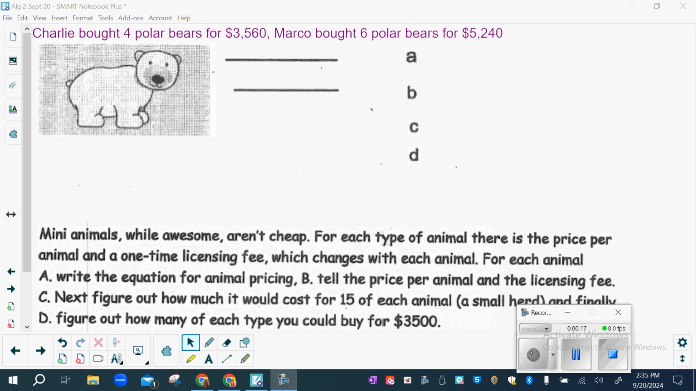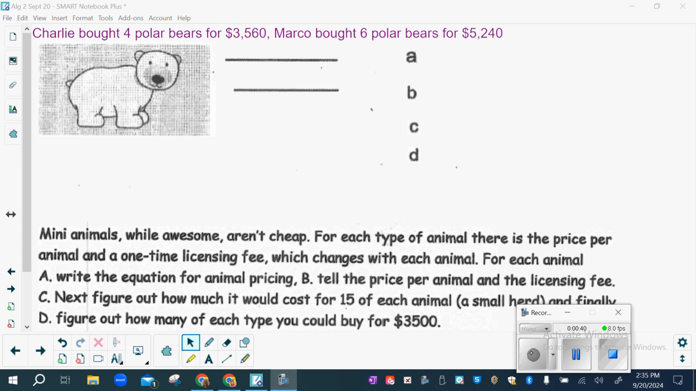For each animal, we want to do 4 things. Write the equation of the animal pricing. Tell the price per animal and the licensing fee. Next, figure out how much it would cost for 15 of each animal, a small herd. And finally, figure out how many of each type you could buy for $3,500.